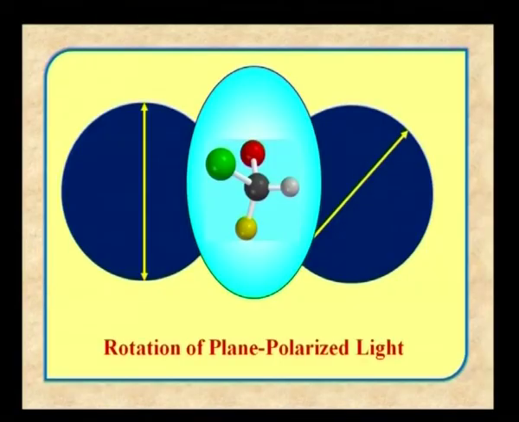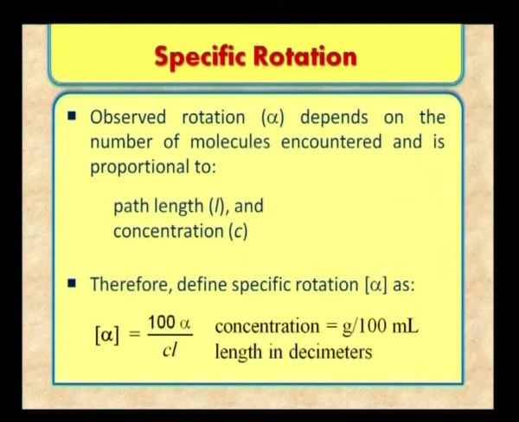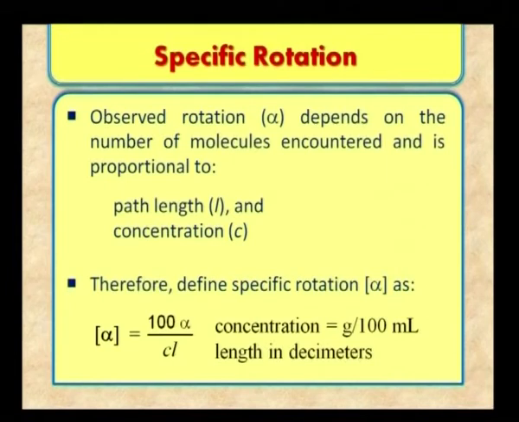The plane polarized light can be rotated by an optically active material, and you have got here the angle alpha through which the plane polarized light gets rotated, and you have here the definition of specific rotation. The observed rotation alpha depends upon the number of molecules encountered, and it is proportional to the path length L of the solid substance or liquid substance, and if it is a liquid you have got a concentration C, and therefore, you define the specific rotation alpha as alpha is equal to 100 times alpha by C into L.